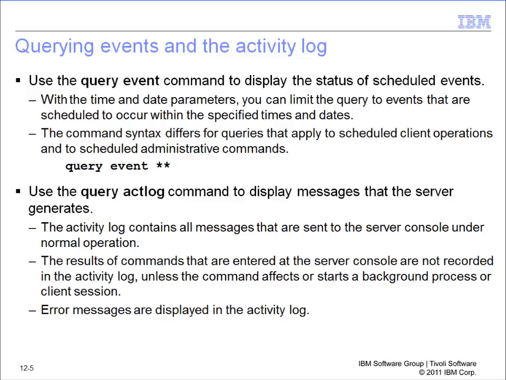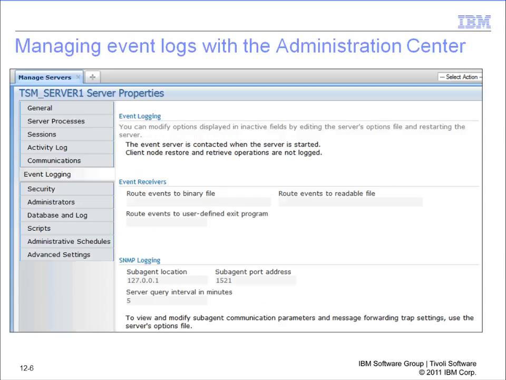The query event command is going to give you a list of scheduled events and their status. The query act log will display messages that the server generates. In the notes under the slide in your student guide are a list of all the parameters you can use with the query act log command. You can search for specific node names, originators, session IDs, and text strings that you can search for when enclosed in quotation marks. You can also use the Administration Center to manage your event logs.